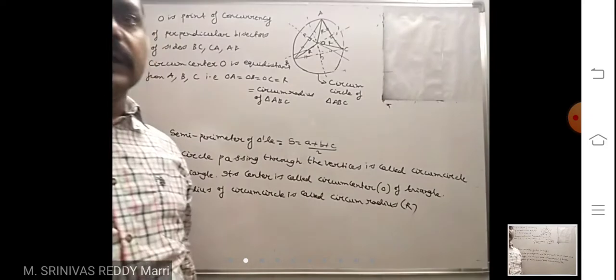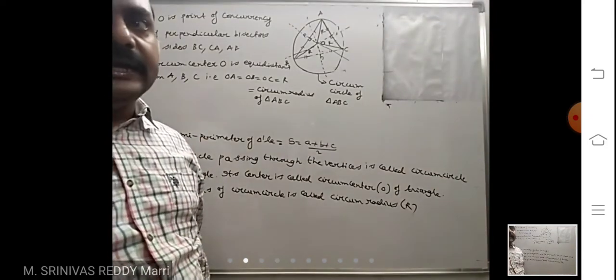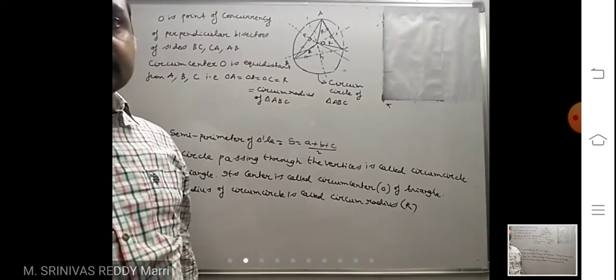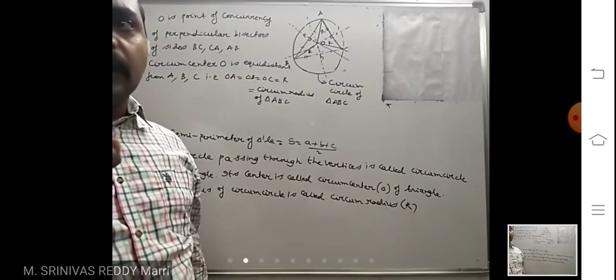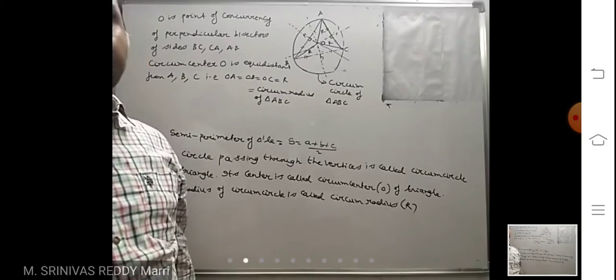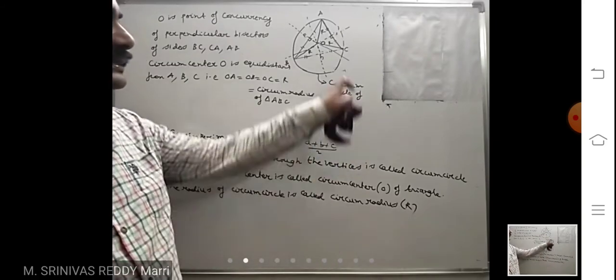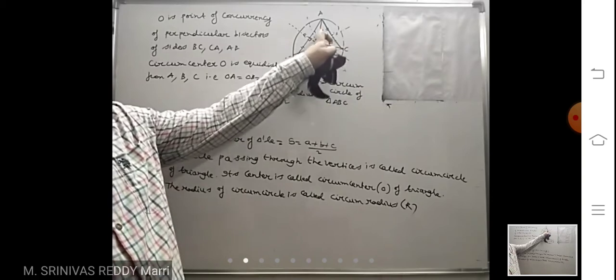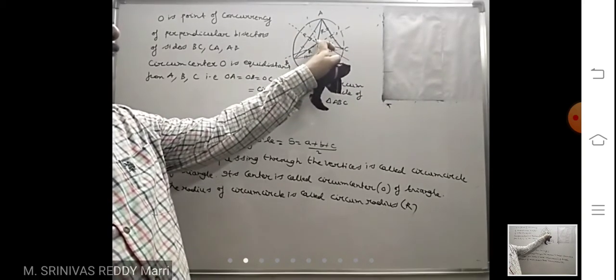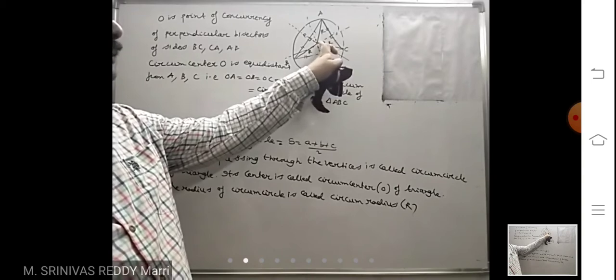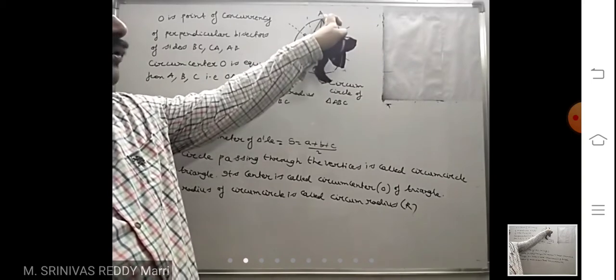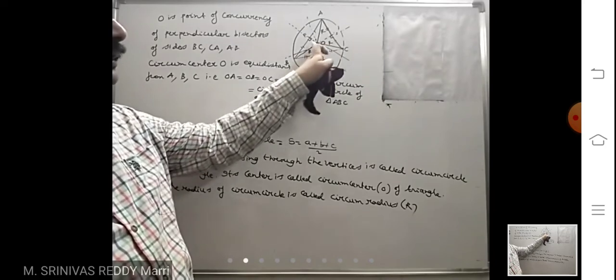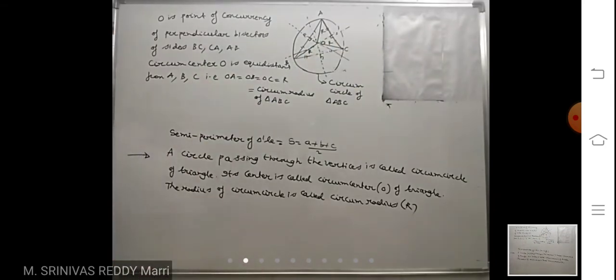A circle passing through all the vertices is called the circumcircle. Its center is O. What is that center O? The point of intersection of the perpendicular bisectors of the sides. All three will meet at a point O. That is called the circumcenter. It will be equidistant from all the vertices. That means if O is the circumcenter, OA equal to OB equal to OC. That is nothing but the circumradius.